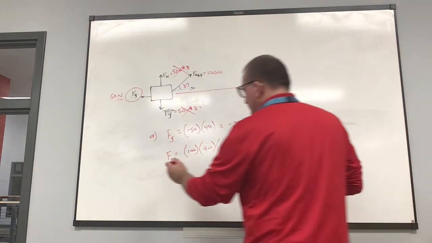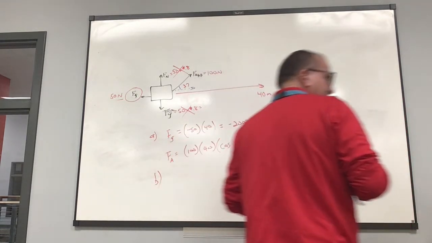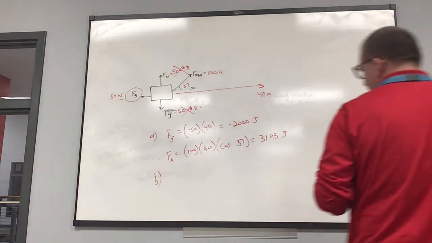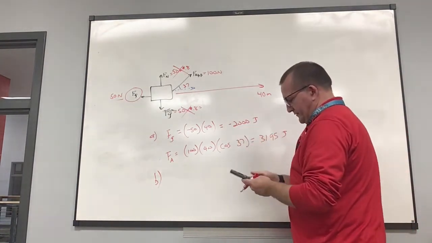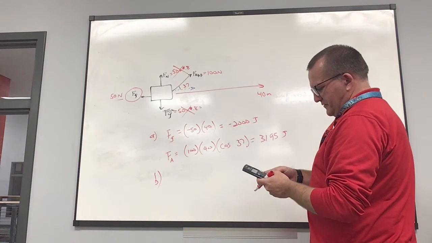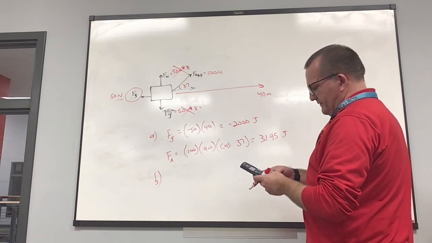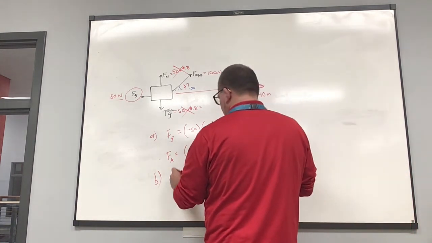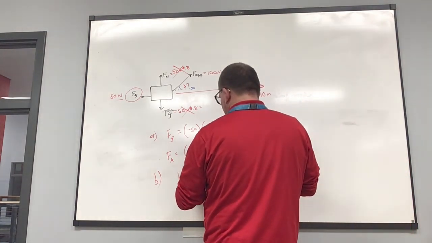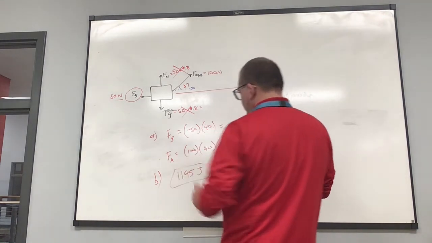So now part B asks for the net work done on the crate. I just add these two together. So I take negative 2,000 plus 3,195, and I get a net work of 1,195 joules.